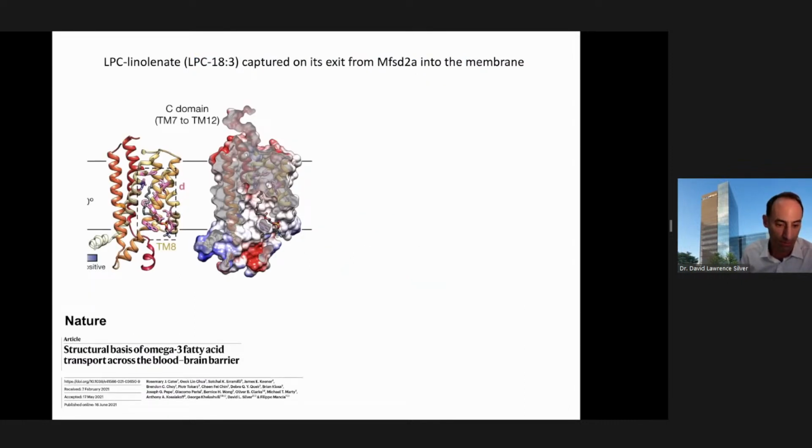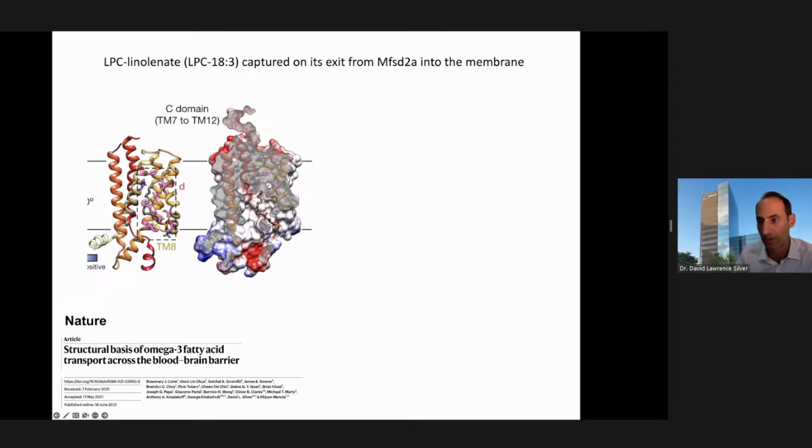We recently published this paper with a collaborator of mine, Filippo Mancia at Columbia University, in which we solved a 3-angstrom cryo-EM structure of MFSD2A. We were fortunate to capture this structure with an omega-3 fatty acid containing LPC. You can see right here in the space-filling part of this structure. I just want to make a couple of points here. This line, of course, indicates the membrane in which this is sitting. This is outside the cell. This would be inside the cell down here.